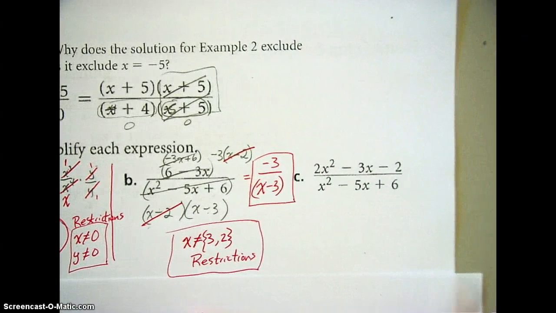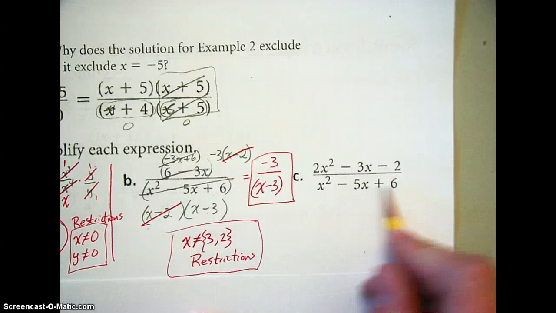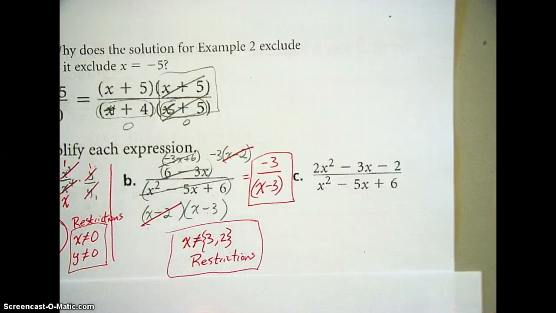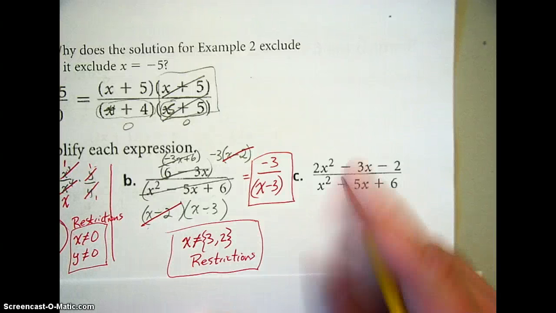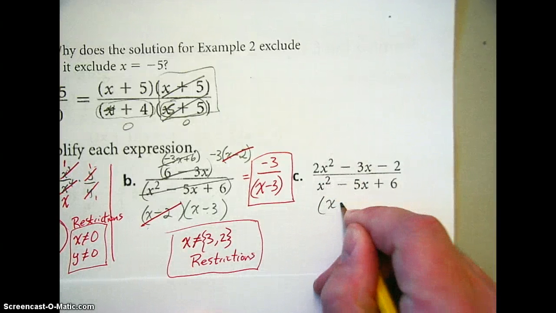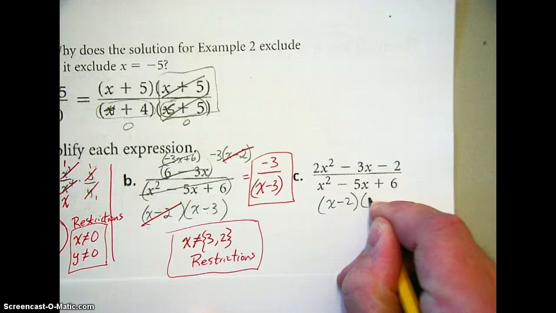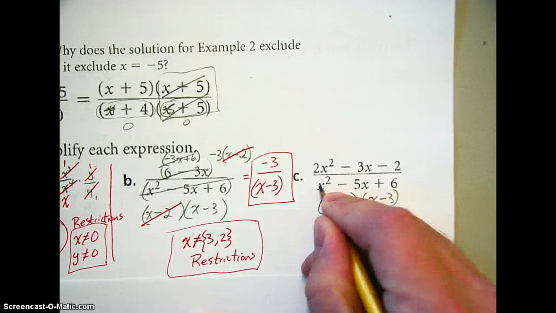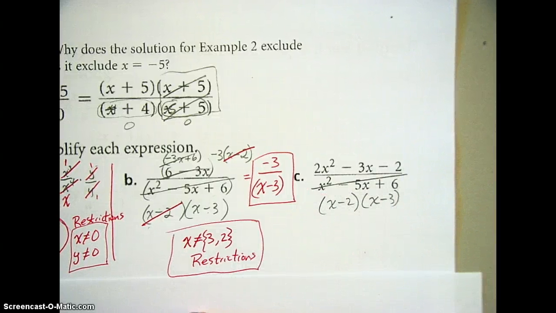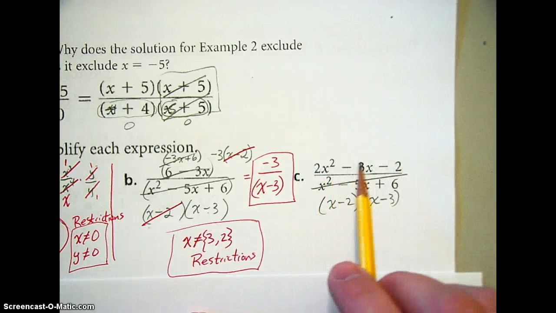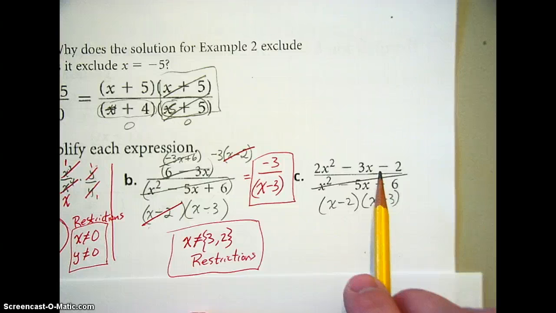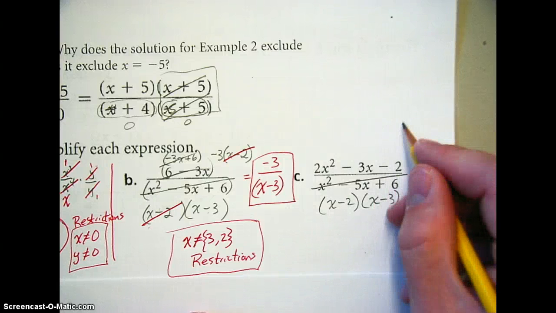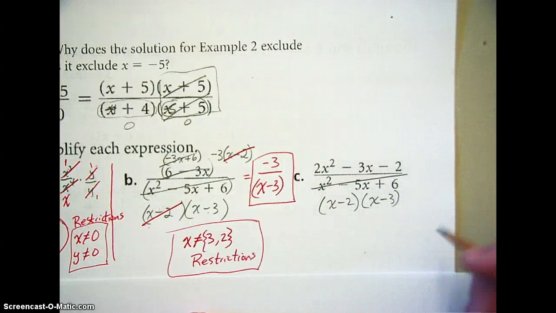Letter C. Hey, we have those 5s and 6s again. It actually ends up being the same thing though, right? X minus 2, x minus 3. Correct. How about the top? Can't factor it? No, you can. You can? Yes, sir. What did you guys get?